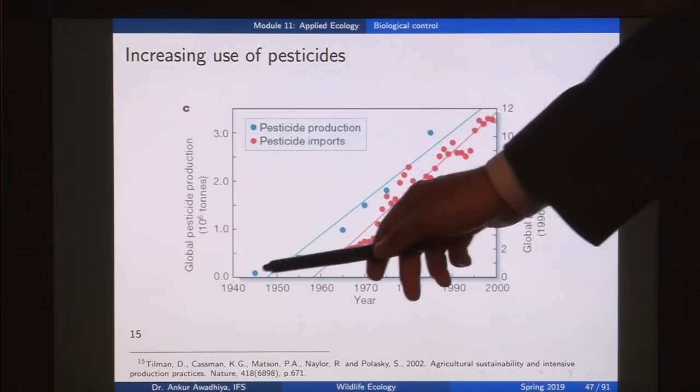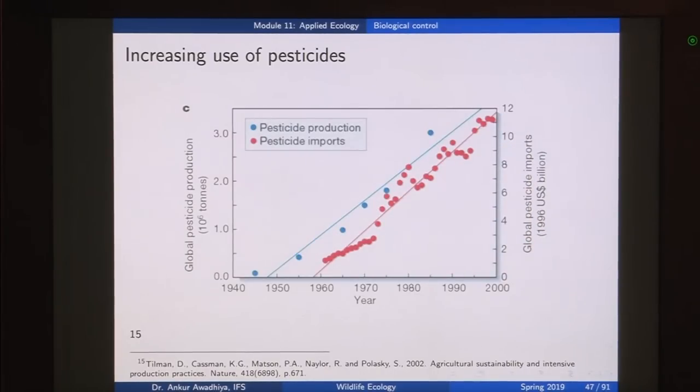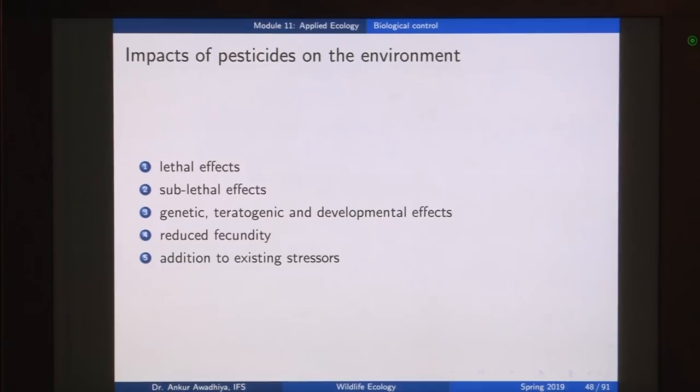So if you look from the 1940s till present, the amount of pesticide production has been increasing, and so far so good. If you had a pesticide that only killed the pest, it would have been a wonderful solution. But the problem comes because the pesticides also have other negative impacts on the environment, and some of these we have seen before. So there are lethal effects. Now a lethal effect is something that can kill an organism, and in this case the lethal effect is not just confined to the pest, but it is also affecting a number of other organisms.